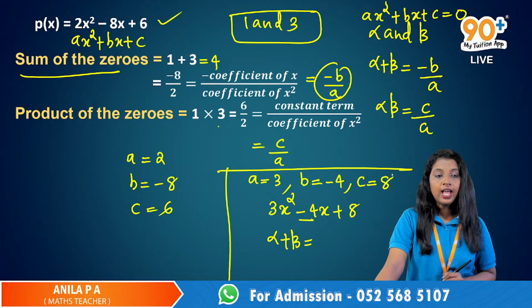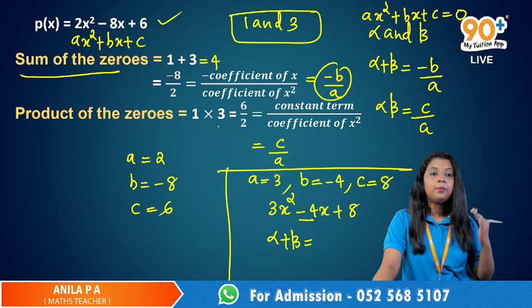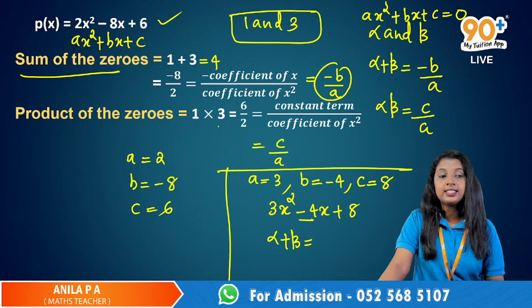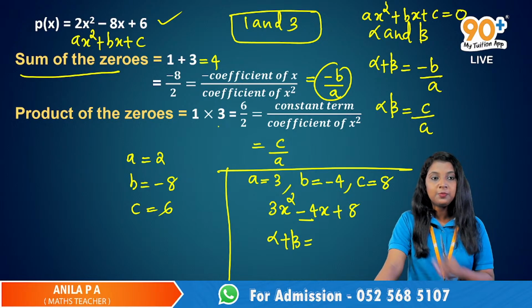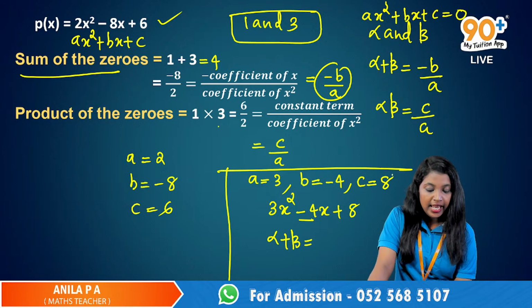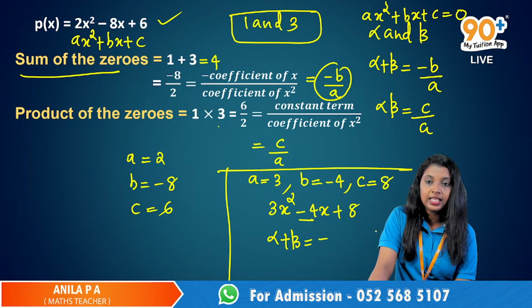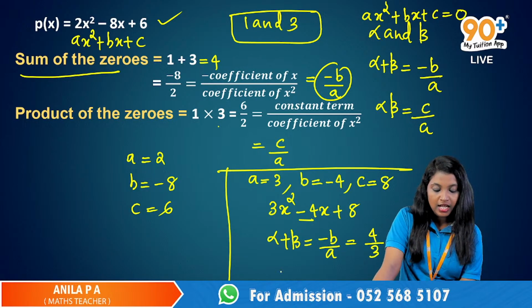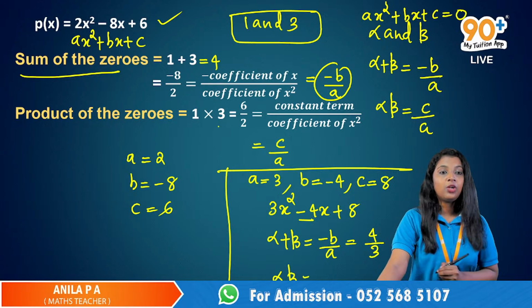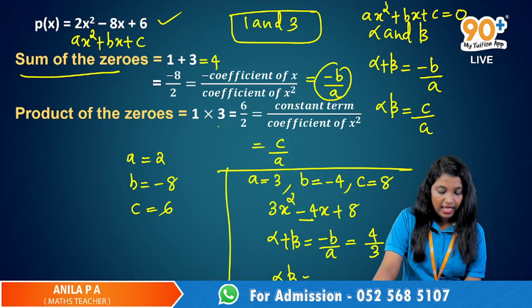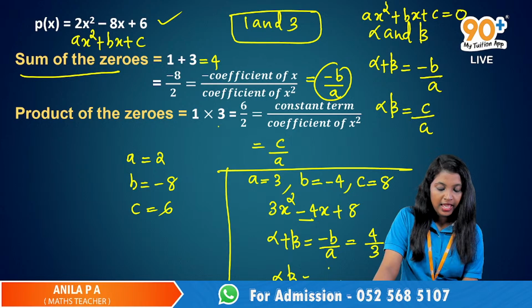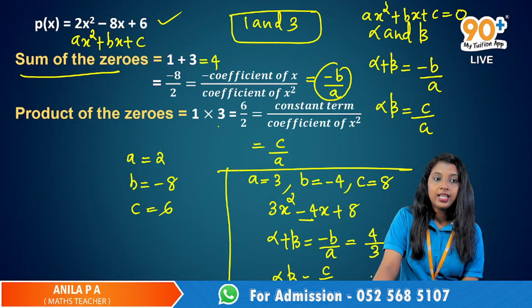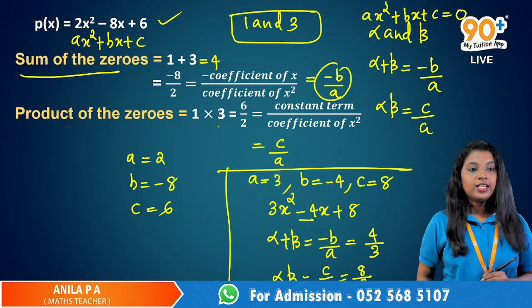So here suppose alpha and beta are the zeros. What is the sum of zeros? Alpha plus beta will be equal to negative b by a, and here it is 4 by 3. And alpha beta, or the product of zeros, will be equal to c by a, and that is 8 by 3.